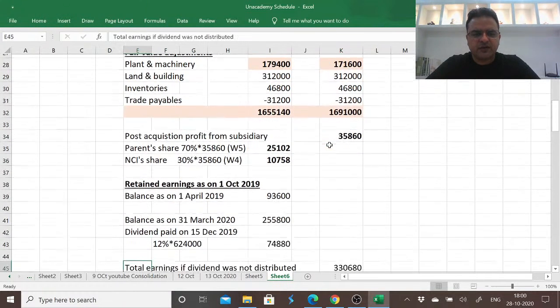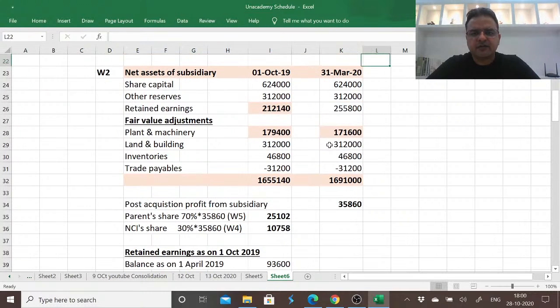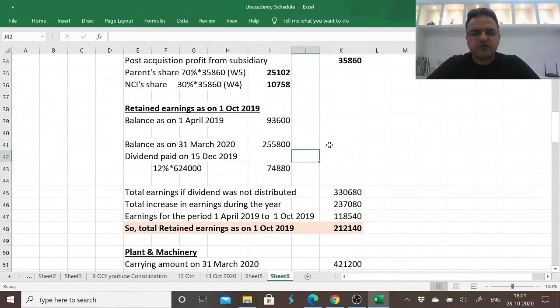So we did this working for retained earnings balance. Retained earnings position on 1st April 2019 was given as 93,600. Retained earnings balance on 31st March 20 is given, which we picked from here, 255,800. And there was a dividend paid of 74,880. That means the total earnings, if dividend was not distributed, was equivalent to 255,800 plus 74,880. This would have been the retained earnings position in normal circumstances if dividend was not paid.